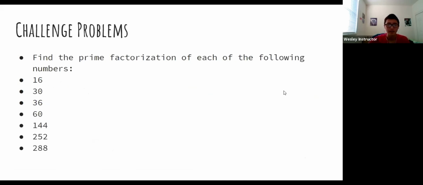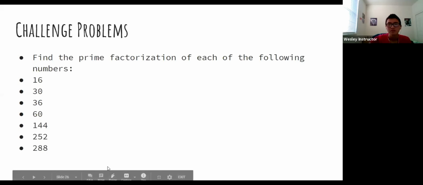So right away, again, here are some challenge problems. I will give you guys like 5 minutes. Just do as much as you can. It doesn't matter if you guys finish it or not. I shouldn't have given you guys problems right away, but it doesn't matter. So find the prime factorization of each of the following numbers.